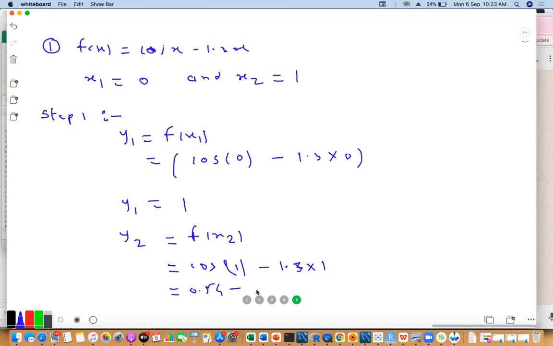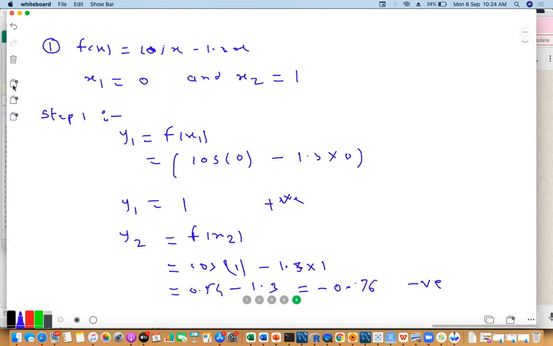minus 1.3 is equal to minus 0.76. Now we have a positive value. Y1 is positive, y2 is negative, right? So our condition is satisfied. What is our condition? That the sign of the y1 and y2 should not be same, right? So our initial cases are right.